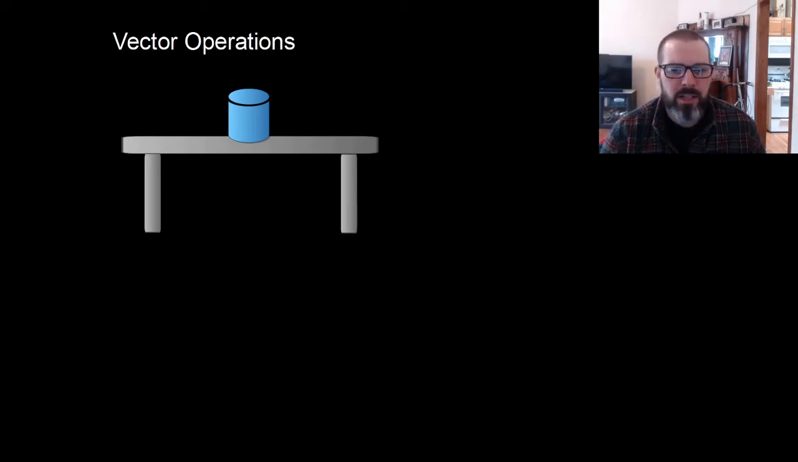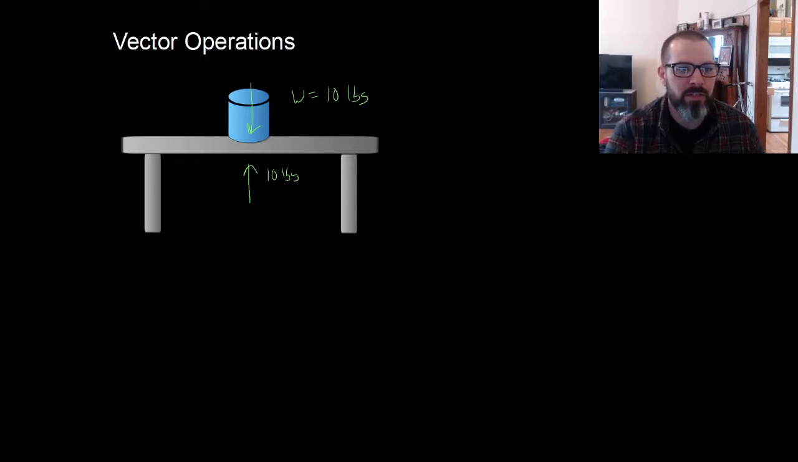Now that we understand that force is a vector, we can then start doing operations on that vector. So let's say we have our can again, but instead of having a mass, we're going to simplify and say our can has a weight equal to 10 pounds. And that is obviously acting down, which means the table has to have a weight of 10 pounds acting up.